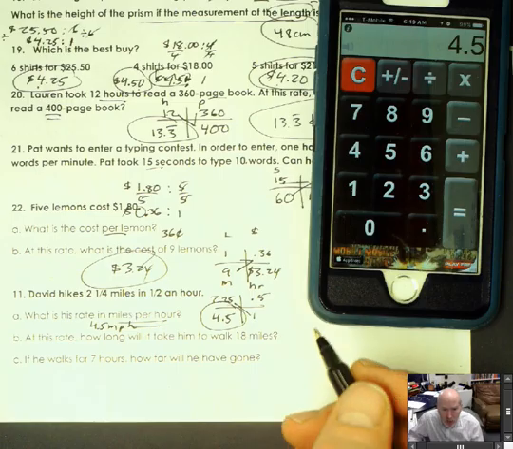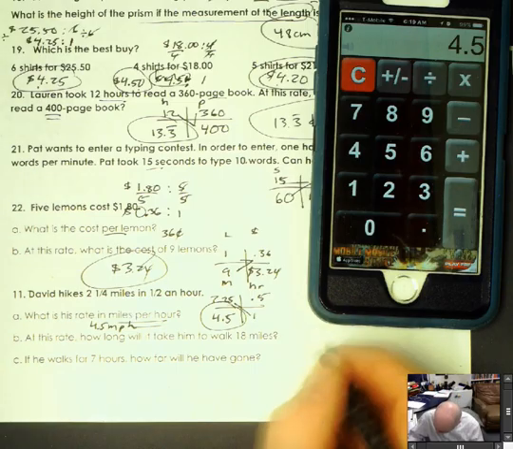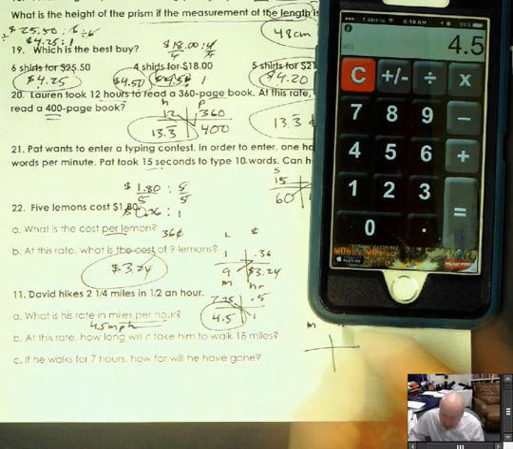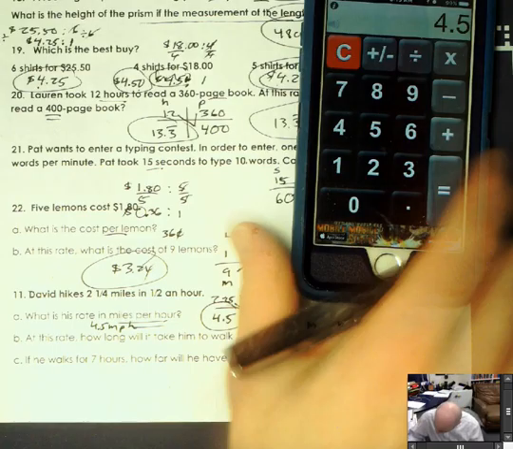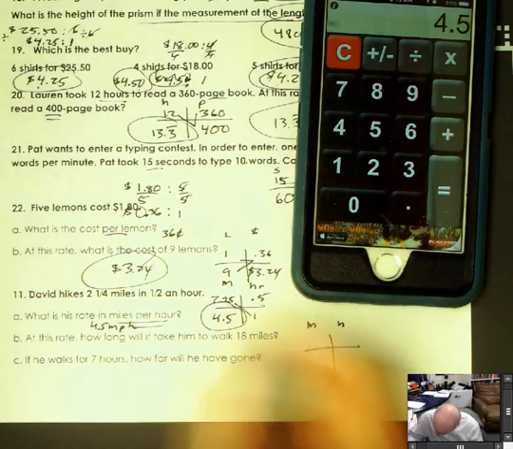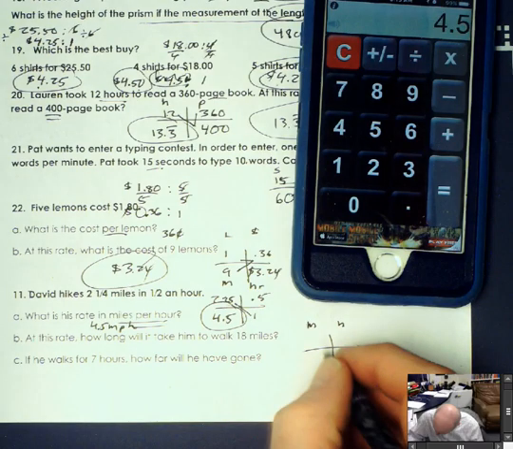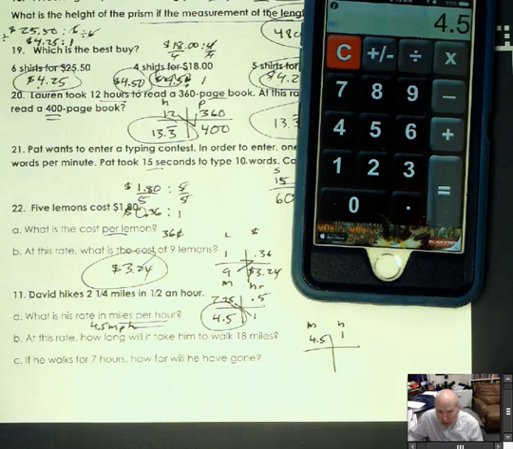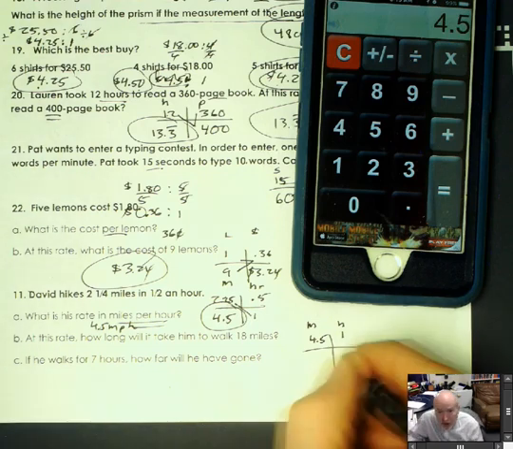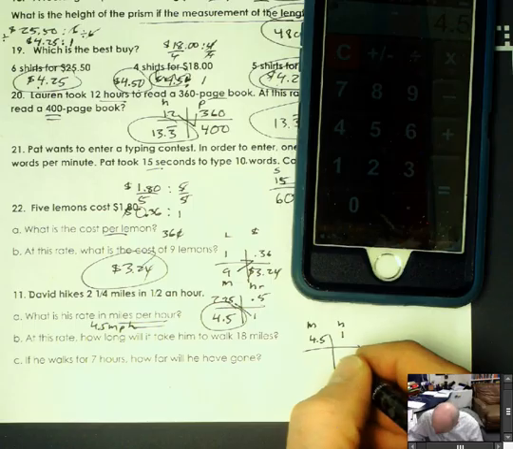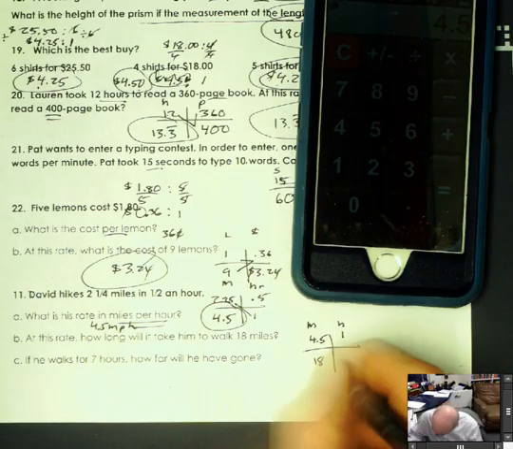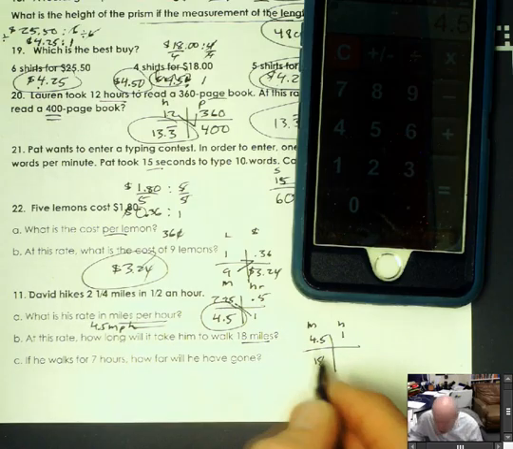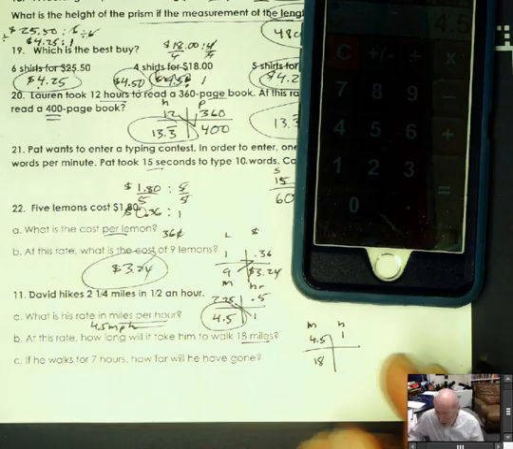So how long will it take him to walk 18 miles? Well, we've got miles and hours. We're going to go again. You can use either of these rates that you have, but I'm just going to say that in 1 hour he goes 4.5 miles, and we want to know how long it'll take him to go 18 miles. So I'm just going to double check here. 18 miles, and this is 4.5 miles.